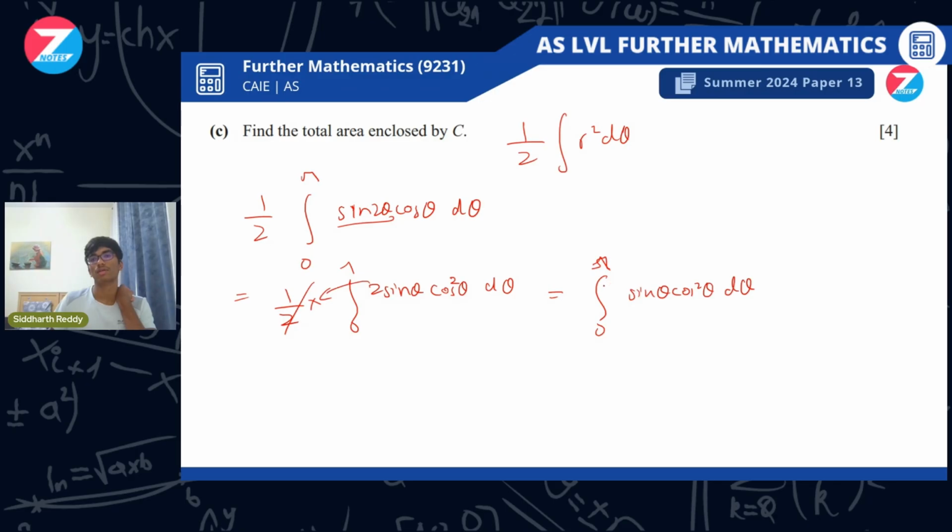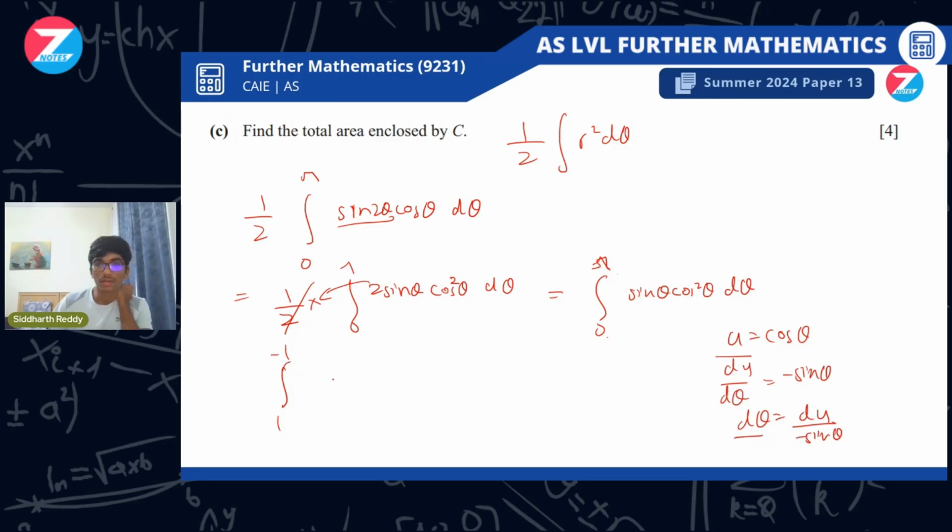Okay. Now what we can do is we can do u substitution. So we can write u is equal to cos theta. So du by d theta is going to be equal to minus sine theta. So d theta is equal to du by minus sine theta. So substituting this value for u and d theta, we get the integral from, okay, I'll tell you, because when we do u substitutions, we always have to change the bounds of the integral. Because it was before 0 and pi, now it will be cos of 0, which is 1, and cos of pi is minus 1.